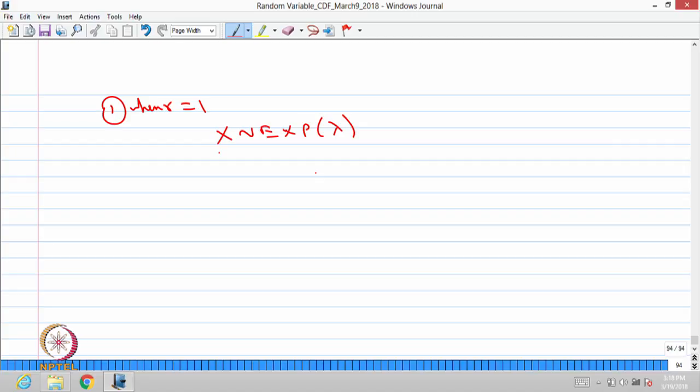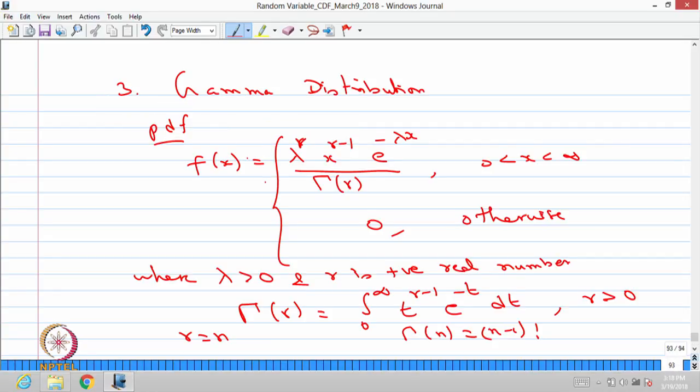The notation is exp, exponential distribution with the parameter lambda. If you know the values of lambda and r, you know the probability density function of the gamma distribution. Therefore, both r and lambda are the parameters. So, in notation we can say x follows gamma with the parameters r comma lambda.